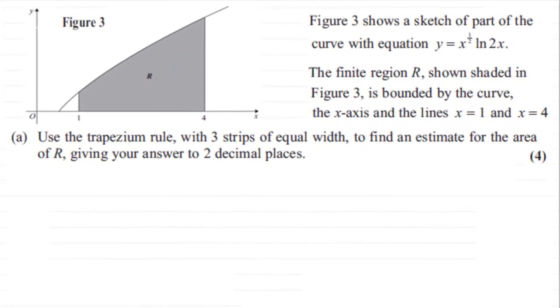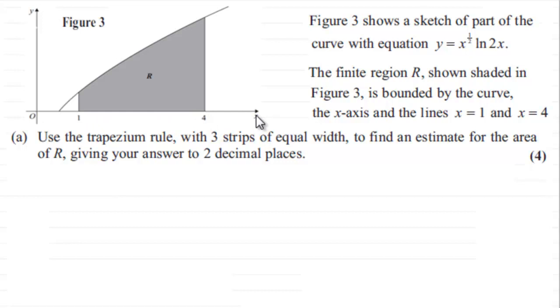Hi. Now if you want to revise the trapezium rule, then this is a good question to do. What we've got here is an equation of a curve with the equation y equals x to the power half multiplied by the natural log of 2x. And we've got this finite region here R, which is shaded and is bounded by the curve, the lines x equals 1 and x equals 4.